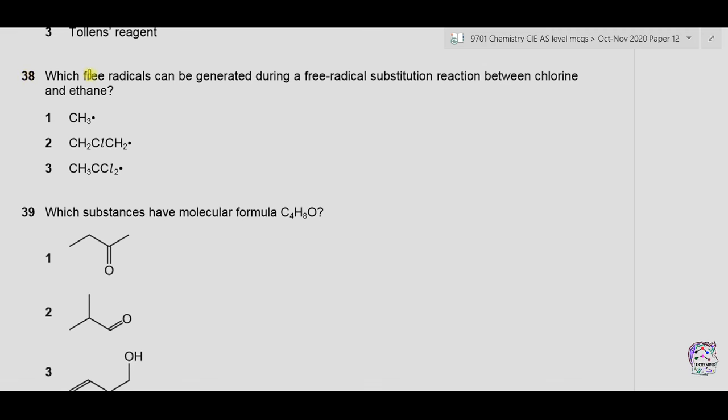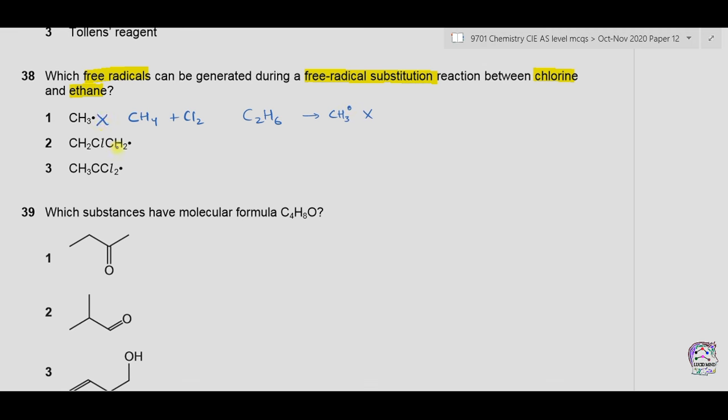Question 38. Which free radicals can be generated during a free radical substitution reaction between chlorine and ethane? Number 1. Methyl radical. Now methyl radical can be formed if reactant is CH4 with chlorine in the presence of sunlight, but as we have ethane C2H6, so therefore this is not possible to make 2 methyl radicals out of this one. So option 1 is incorrect.